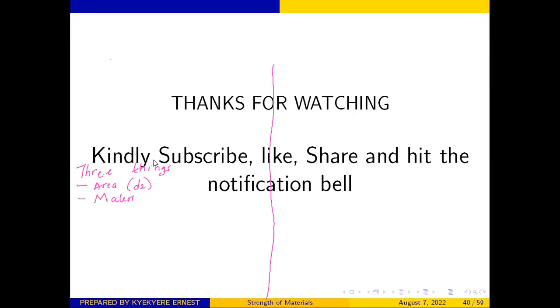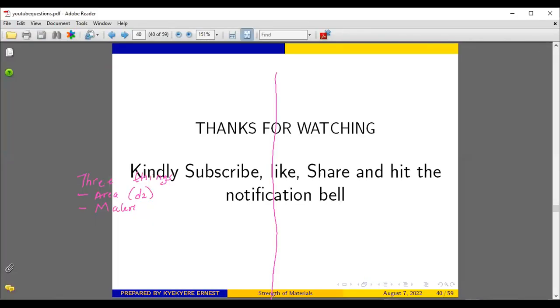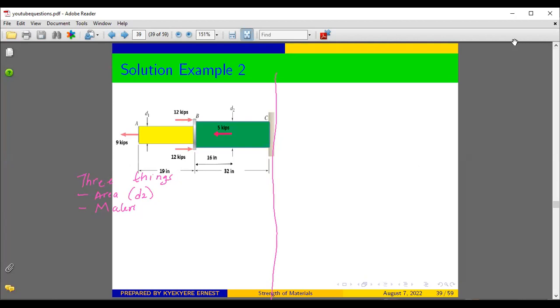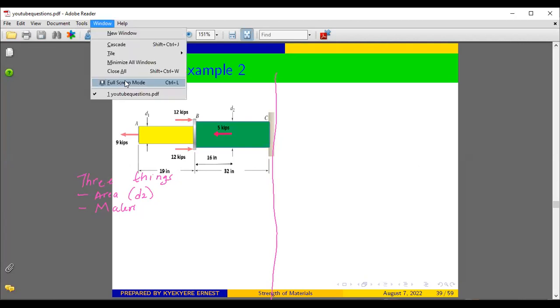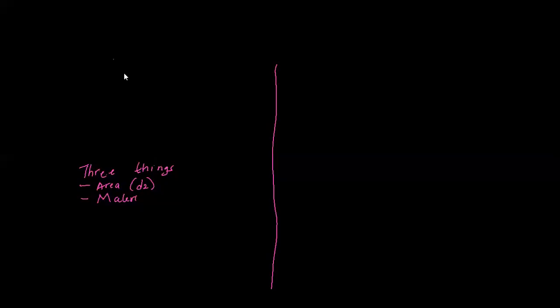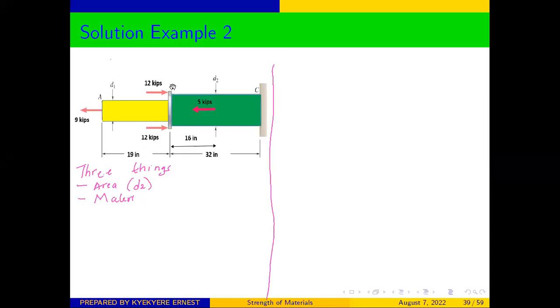The next one is material. So once the material property changes, then the amount of deformation is also going to change. The material is related to E. And then the last one is force. So anytime you encounter a new force, then you need to also section the figure.